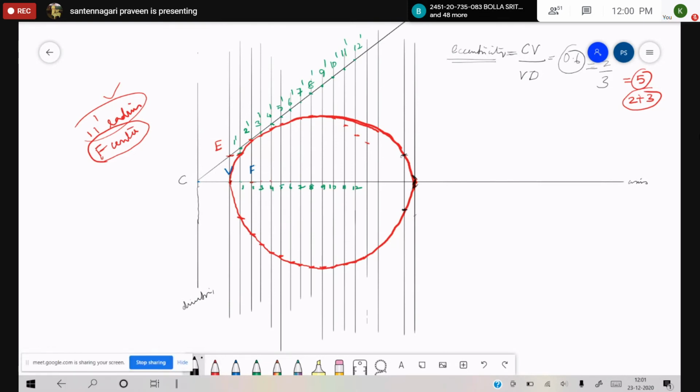So this will be your vertex, your two vertex on both the ends, and 2 units from your vertex is focus. 2 units from your vertex here will be your focus. So center, exactly the middle point of your focal distances will be your center. So this is how you draw your ellipse with 2 vertex and focus, given your directrix and eccentricity.